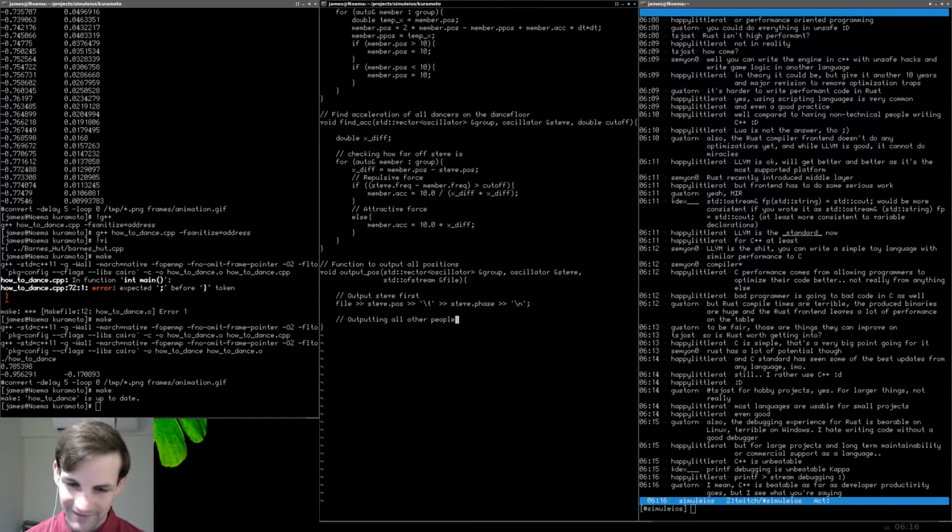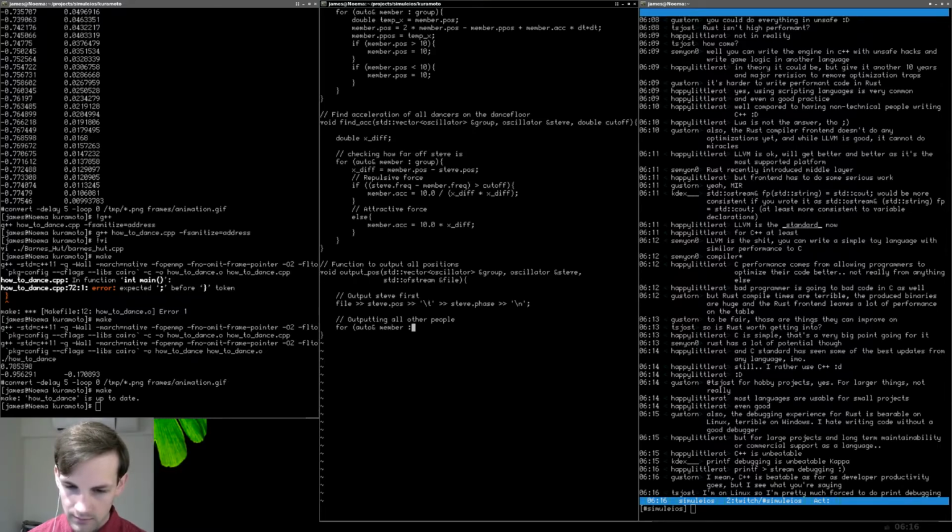Outputting all other people. Okay, so let's do for auto ampersand member within group. And then we're going to do file, and we're outputting member.position, tab, member.phase. Then we want new line.